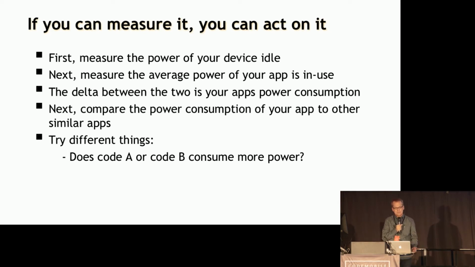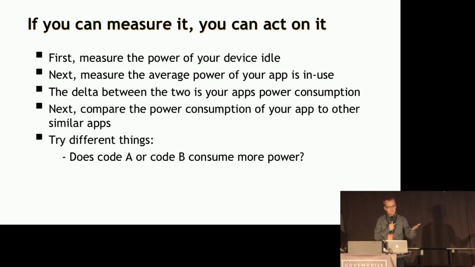The bottom line is if you can measure it, you can act on it. I find it's helpful if you first measure your device idle without the app running. That establishes a baseline. Then you want to measure the average power consumed by your app. And then basically the delta between those is the actual power that your app is using.